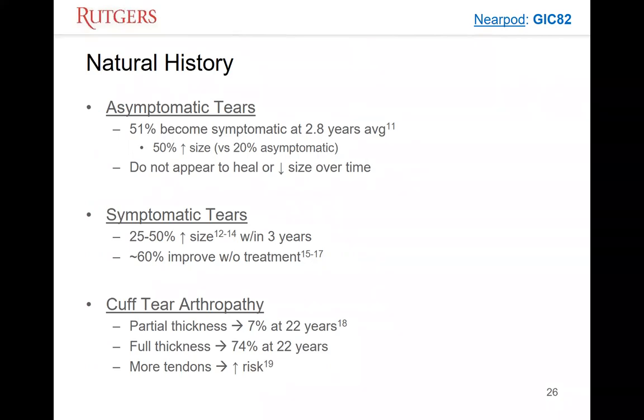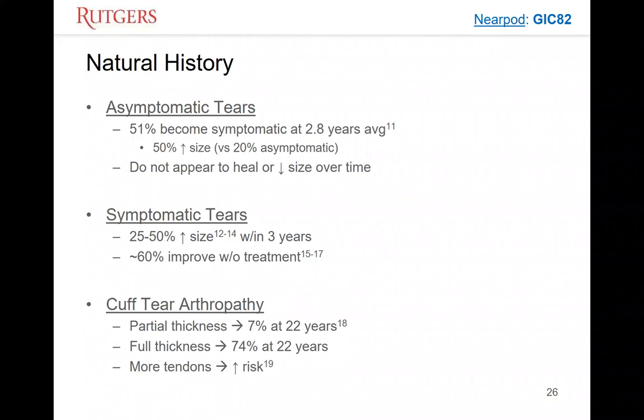Meanwhile, despite 25 to 50% of symptomatic full thickness tears progressing in size within a few years, many of these can be successfully managed expectantly, with about 60% improving without intervention. Among those who have pain at final follow-up, the majority have had tear progression. Despite those trends, determining who will do well without intervention and who will require intervention still remains a difficult problem.